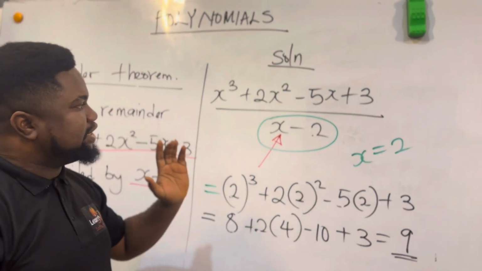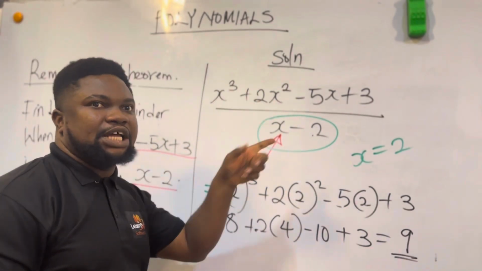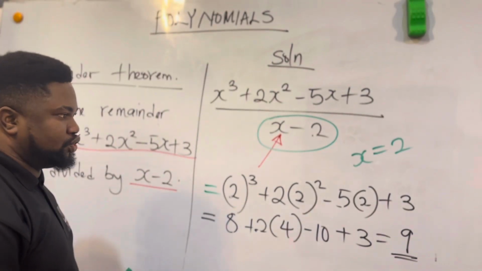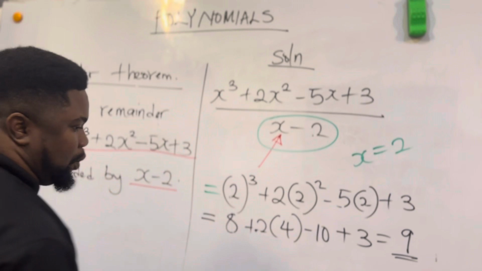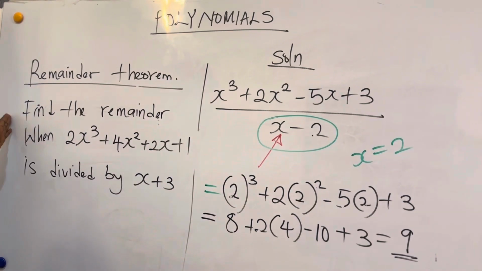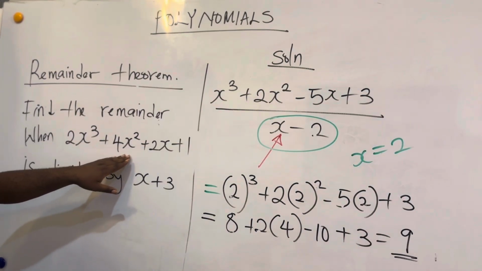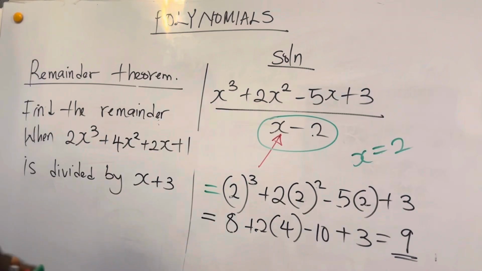Just find what makes your divisor 0. Use it and put inside your polynomial. Let's take one more example on this, so perfect the theorem in your head. Quickly, I will give you another example. Find the remainder when 2x cubed plus 4x squared plus 2x plus 1 is divided by x plus 3.